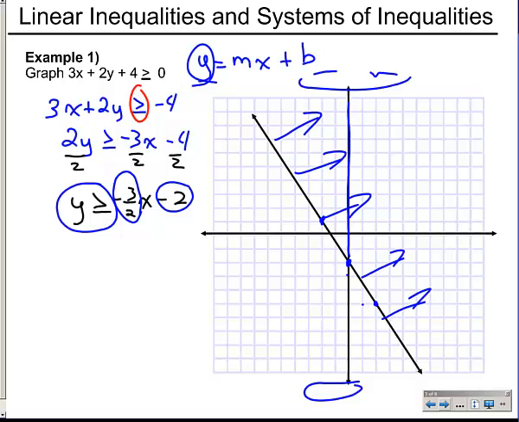We don't have to color it in solid. The other way to do this is to test a point, and if you have the point 0, 0, always use it, but if that point is on the line, then don't choose that one. If the point turns out to be true, you shade in that direction. If it's false, you shade in the opposite direction.